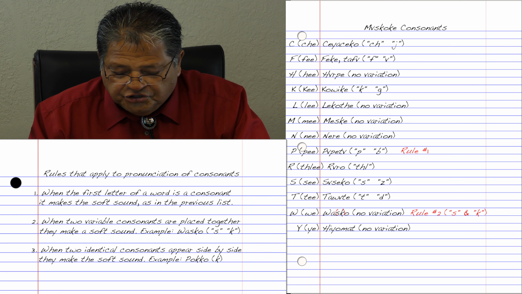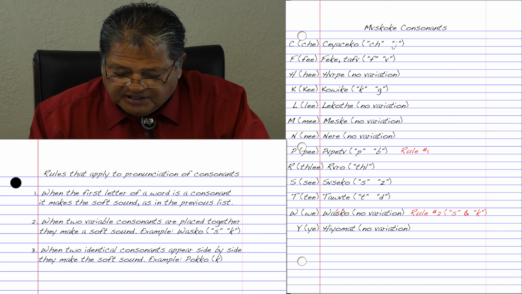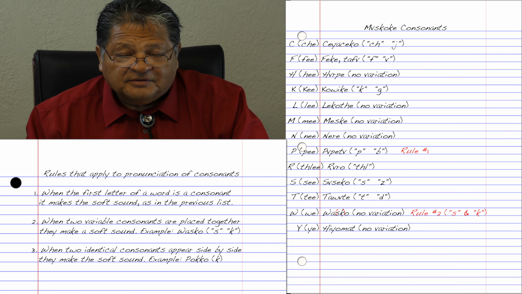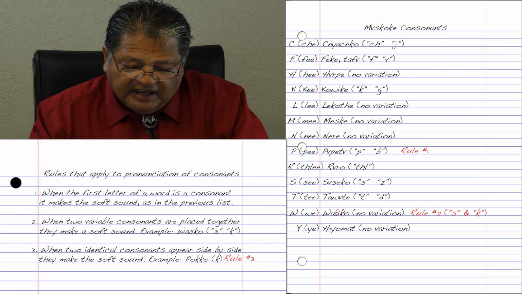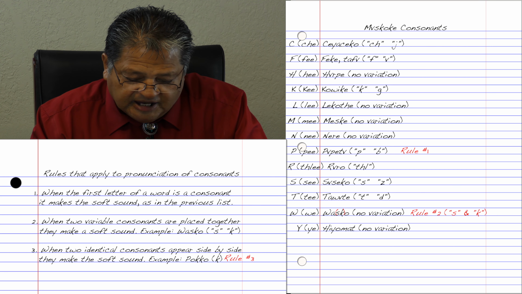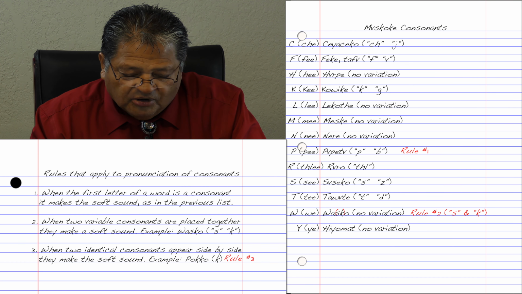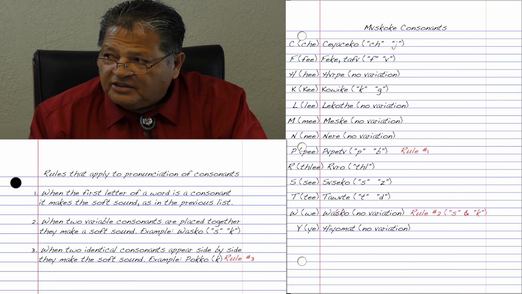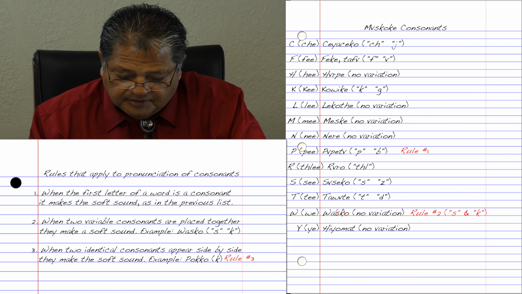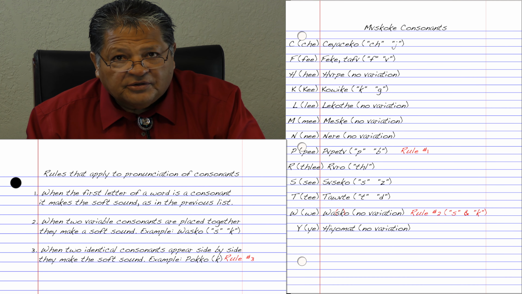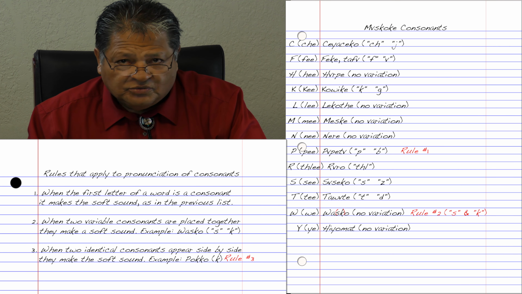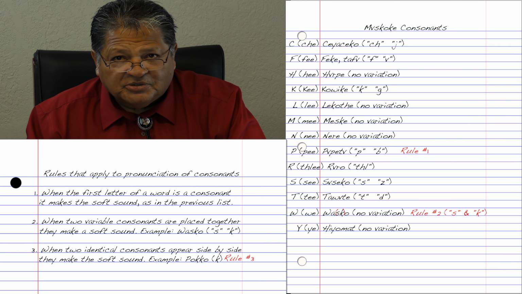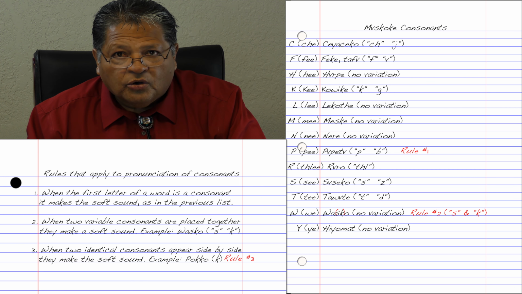The next rule: when two identical consonants appear side by side, they always make the soft sound. The word that I used for an example is poco. Take any of the words that I used in the previous list as examples and look, and if they're variable consonants and you put two of them together, they'll always make the soft sound. Poco, two K's together. If there had only been one K there, the word would have said pogo, but there is no such word as pogo. So that's why they put those two K's together to say poco, poco.